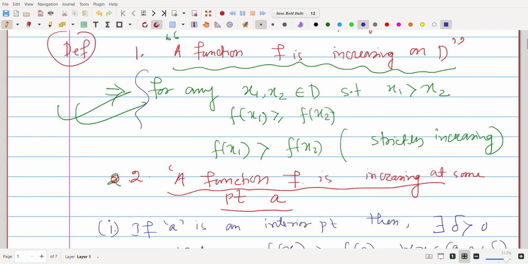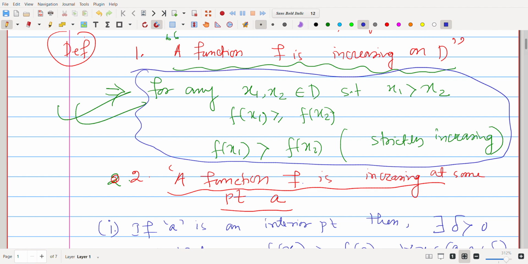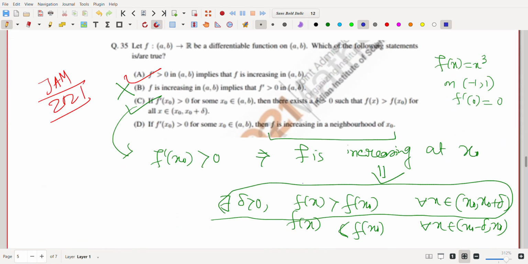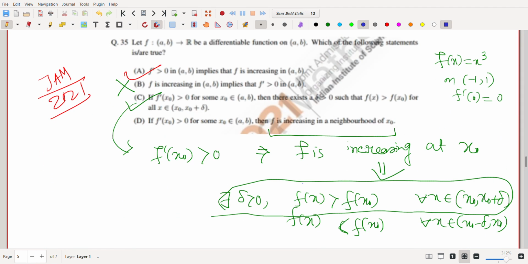This one is my definition now, right? But this definition is not correct. So this is the definition, right? But this statement is not correct because I have given just f prime x naught is greater than 0 for some x naught, then f is increasing in a neighborhood of x naught. That is false. And the counter example is actually the second question.